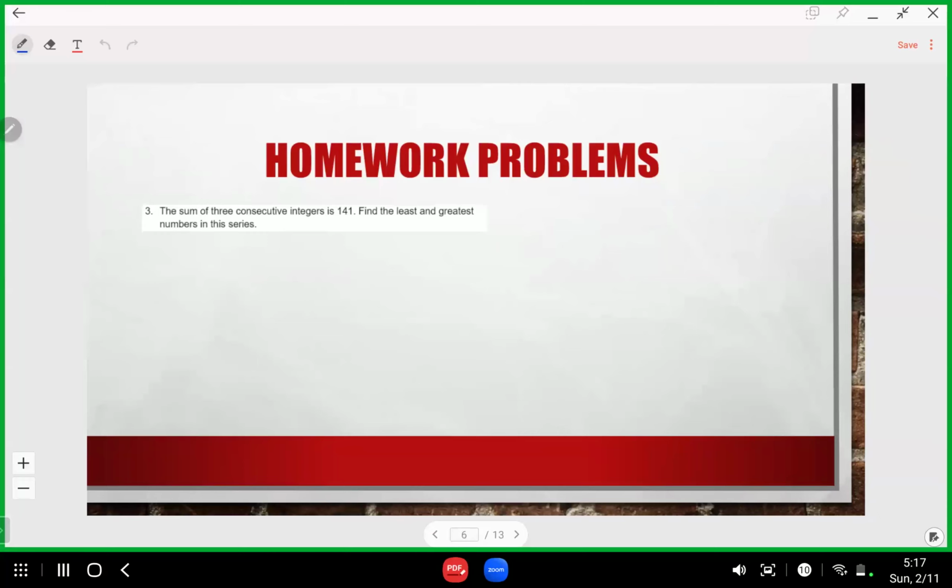So since they're consecutive numbers, you would have x, then x plus 1, plus x plus 2. And then if you add all the x's together, you got 3x. And if you add 1 and 2 together, you get 3. So 3x plus 3 equals 141. You cancel out the 3 by subtracting, which gets you 138. 138 divided by 3 is 46.